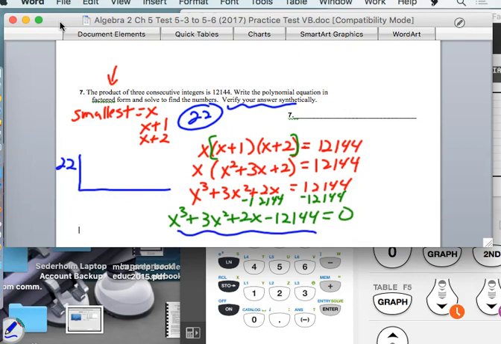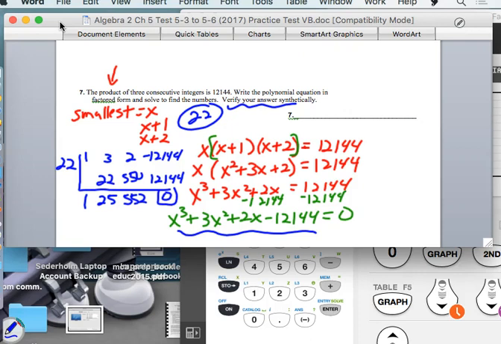And this is in standard form. We've got a 1, a 3, a 2, and then an enormous negative 12,144. And we have to make sure we get a remainder of 0. So you bring down the 1. 1 times 22 is 22. And then 3 plus 22 is 25. And then you take 25 times 22, and that's 550. And you add the 2, and you get 552. You take 552 times 22, and you should not be shocked that it's 12,144. And it does give you a remainder of 0.